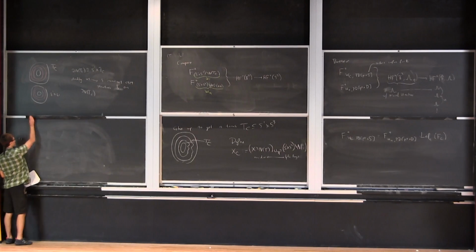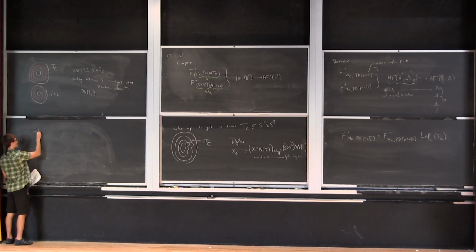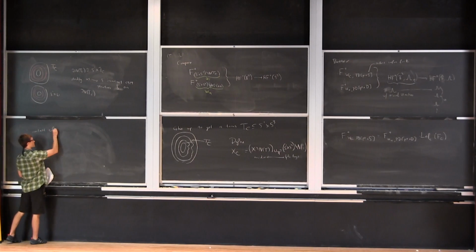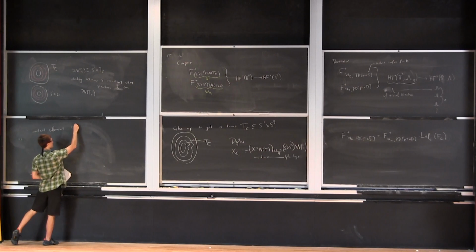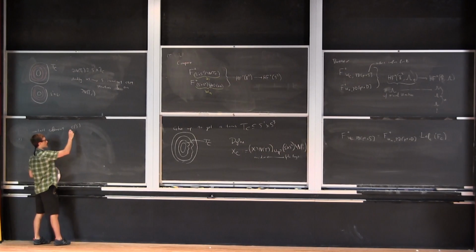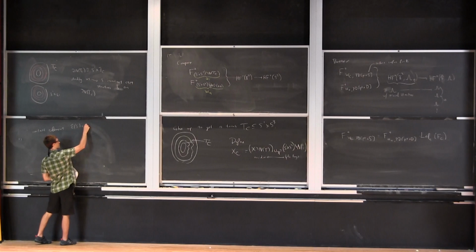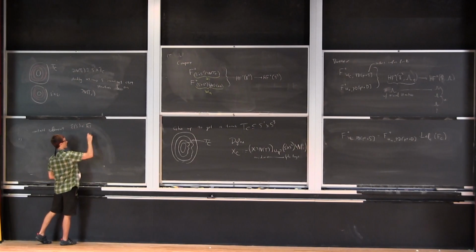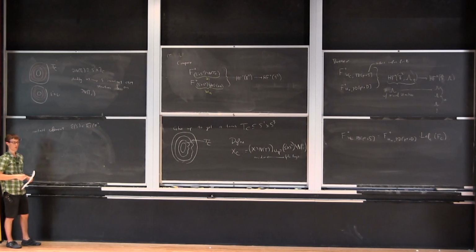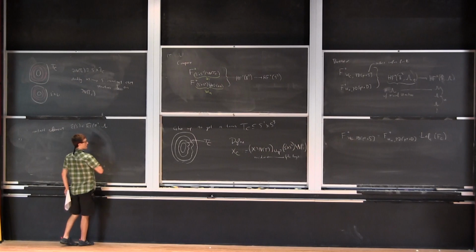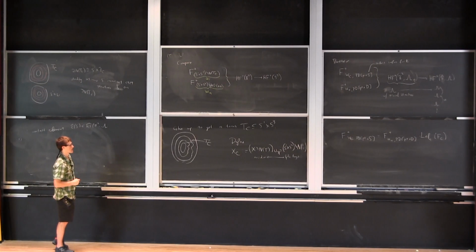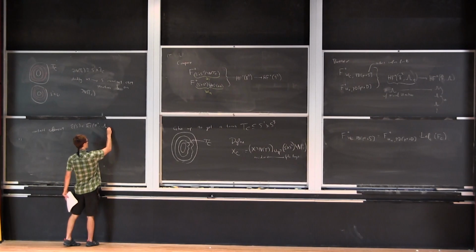There's a contact element c of C, and this naturally lives in HF hat of T3, but I can put it in the module with twisted coefficients. There's a version with twisted coefficients, and I guess I should actually call this two form. I'm going to call this eta of T3.